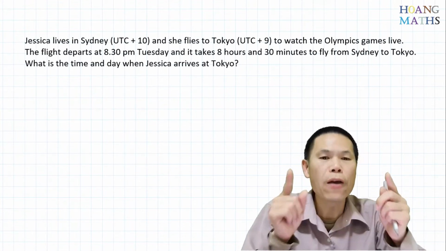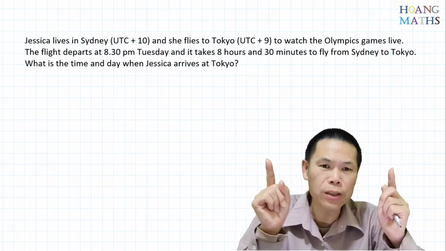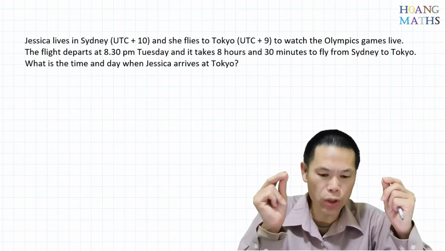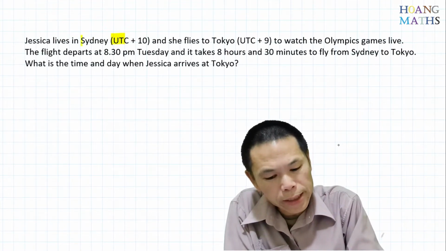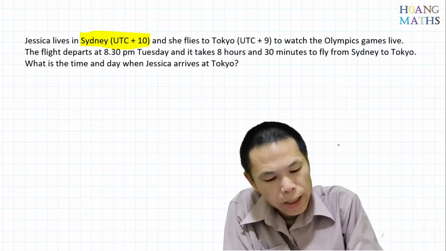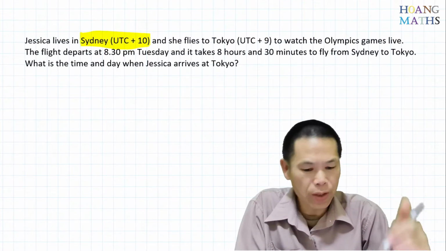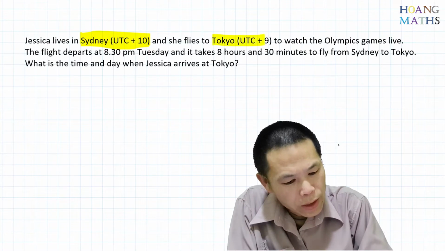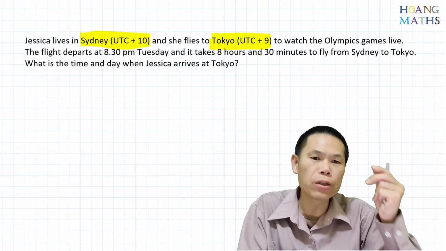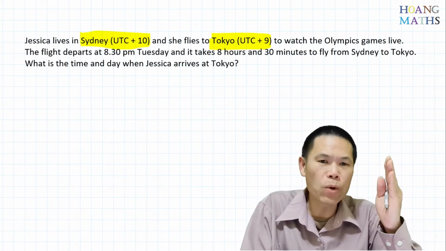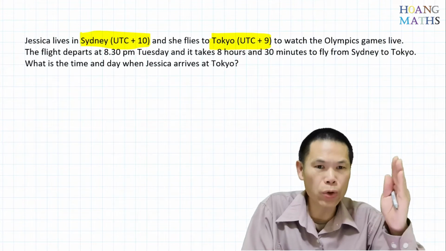So to do this, first of all, we need to draw a timeline to work out the time difference, and then we work out Tokyo time from there. First of all, we know that Sydney is 10 hours ahead of Coordinated Universal Time, whereas Tokyo is 9 hours ahead of Coordinated Universal Time. So in other words, Sydney is 1 hour ahead of Tokyo time.